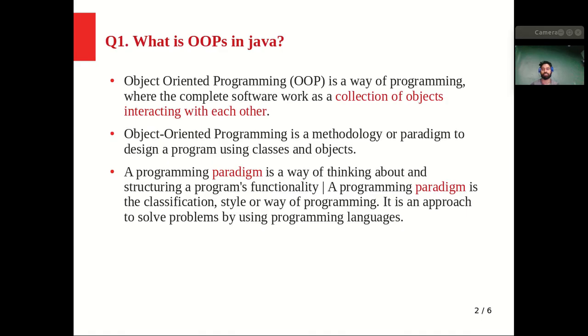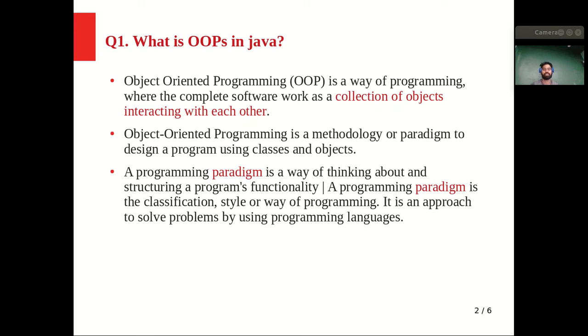So the first question you may get is, what is OOPS in Java? OOPS means object oriented programming language. Basically, OOPS is a concept in Java, and it is to improve the code readability and reusability by defining a Java program efficiently. OOPS is a way of programming where the complete software works as a collection of objects interacting with each other.